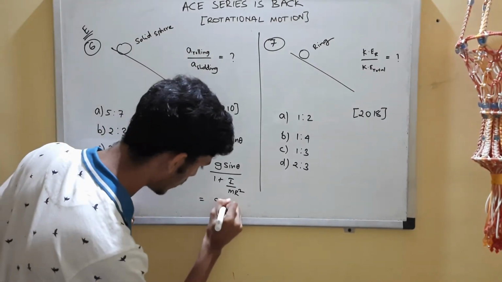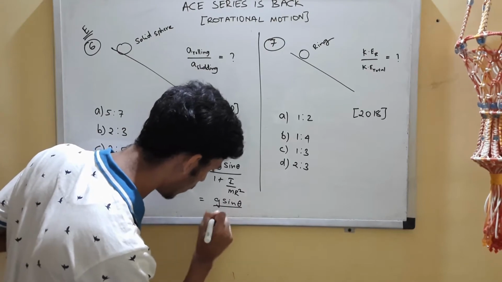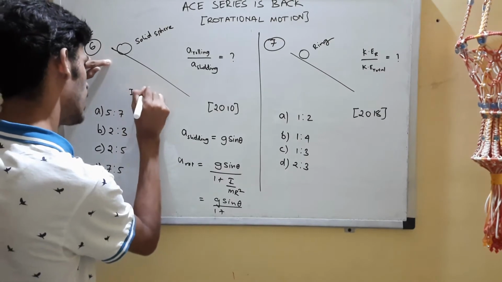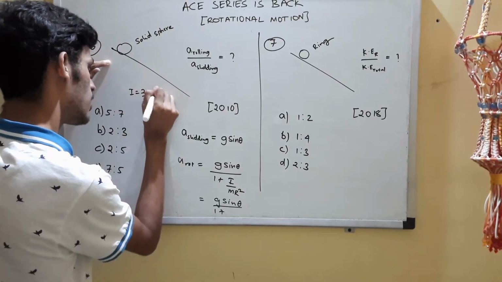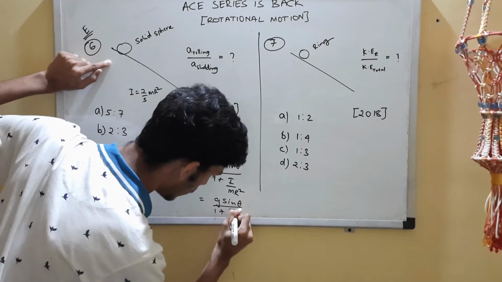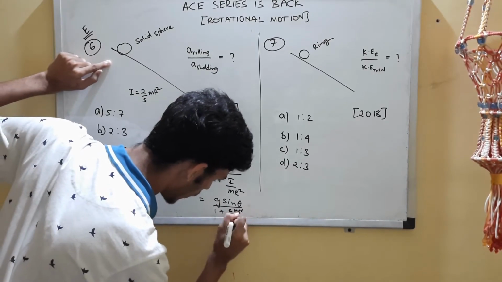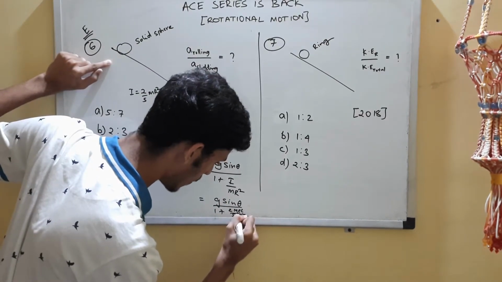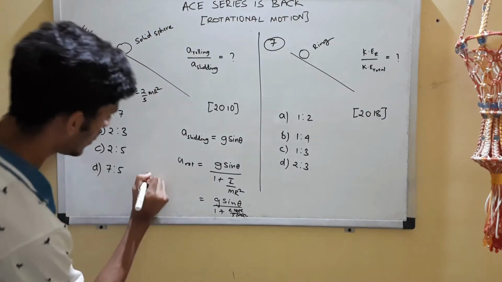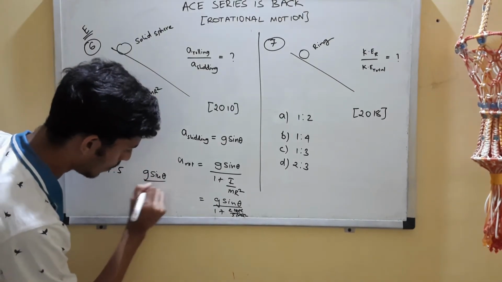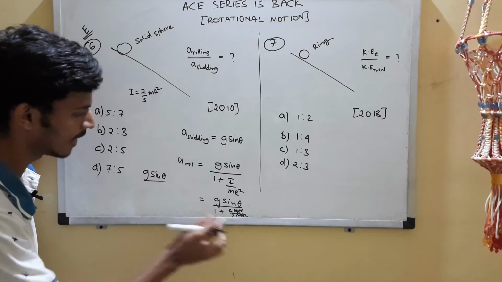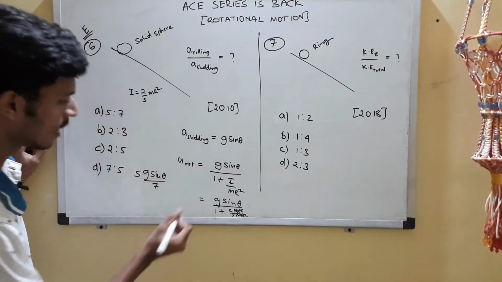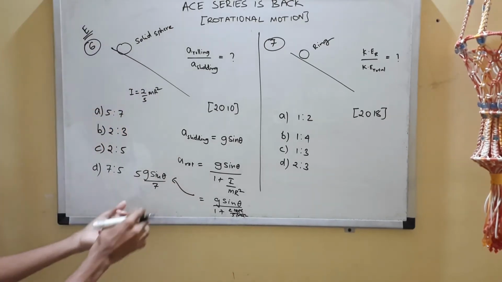From here you can write that it is g sin theta upon 1 plus the moment of inertia of a solid sphere. You should know this by heart, that it is 2 by 5 mr square. So 2 mr square by 5, and in the denominator you have mr square, so mr square will get cancelled, and you have g sin theta upon 1 plus 2 by 5, or I can write it as 7 by 5. That will go on top, so 5g. Basically the answer of this is 5g sin theta by 7.